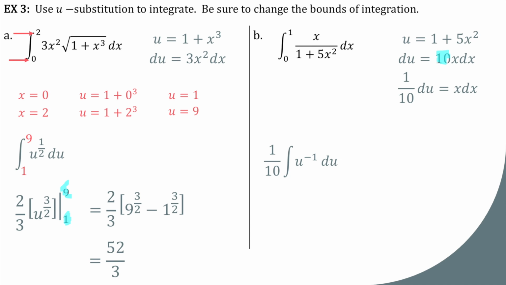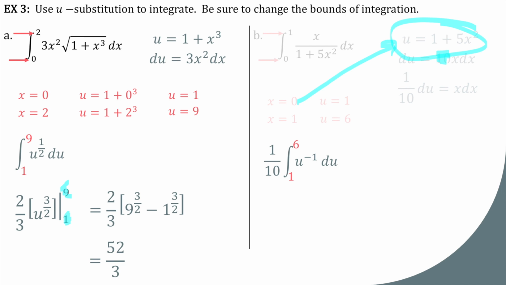Now let's work on our bounds, okay? So we'll take our lower bound of 0 and plug it into this part to find the new u bound. 1 plus 0 is 1. Now we'll take the upper bound of 1, plug it in, and we'll find a new upper bound of 6.